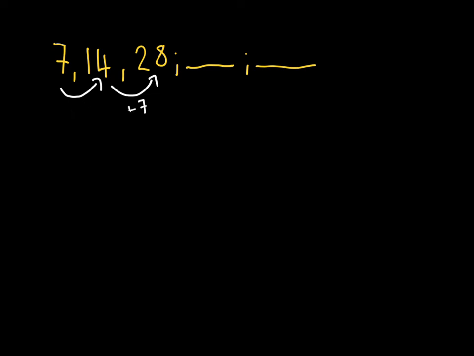Let's see, maybe it is multiplying because we are moving up on the numbers. So maybe let's multiply. 7 multiplied by 2 will give me 14. So multiplied by 2. And 14 multiplied by 2, yes, that will give me 28. Awesome. So we know what our sequence is going to be now. So we can do the next one.